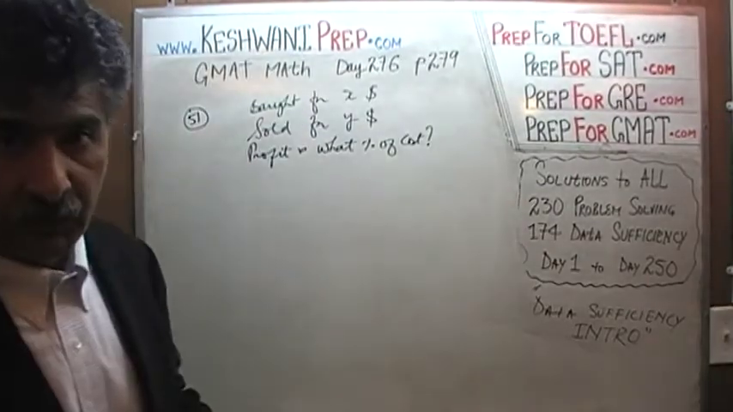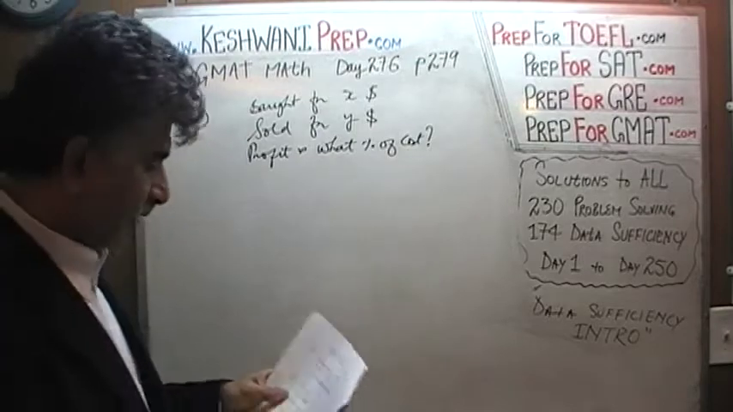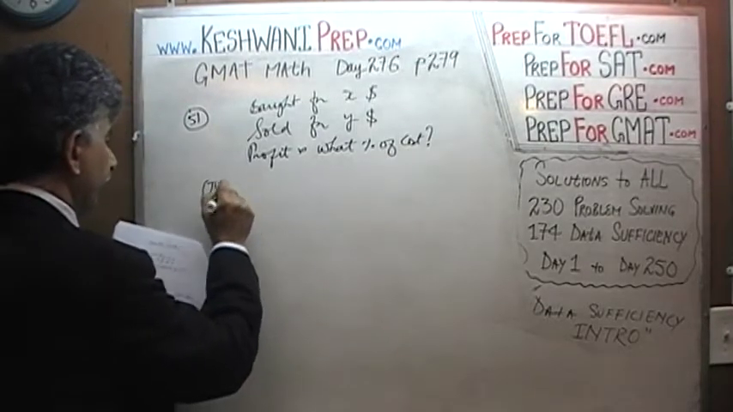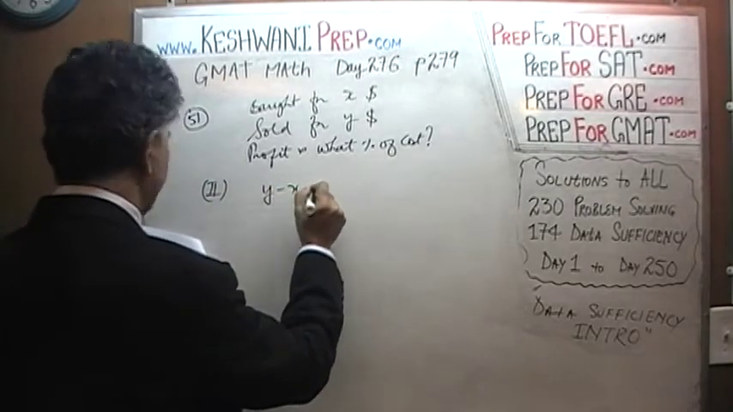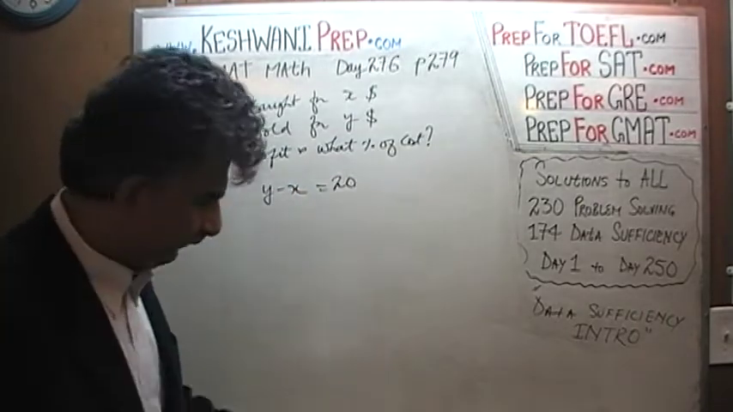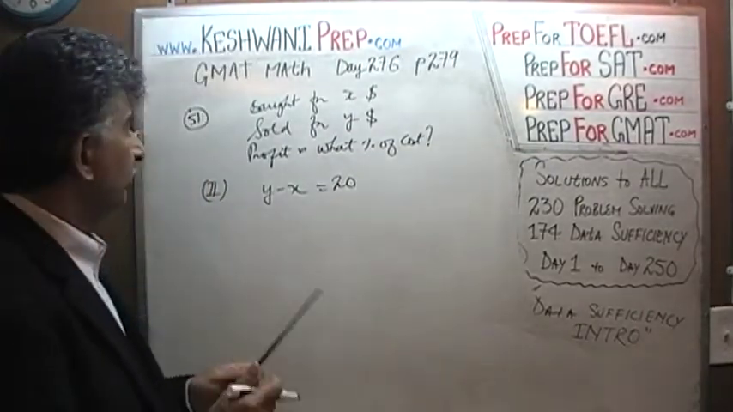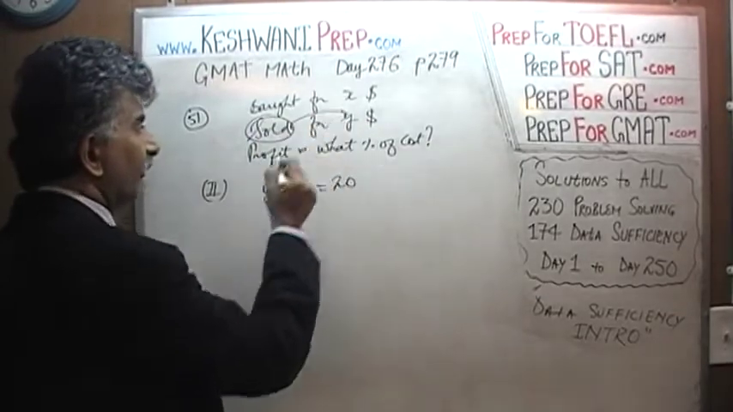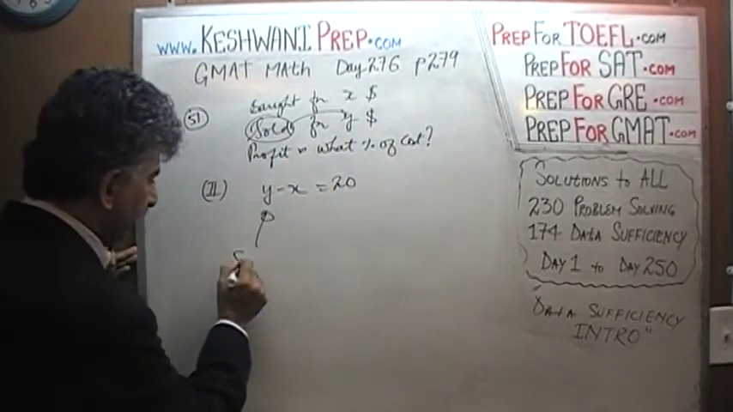That's what we have to answer, and let's see what they tell us in the two statements. In the first statement, they tell us that y minus x equals 20. Y, as we know, is the amount that we sell it for. So y is the selling price.